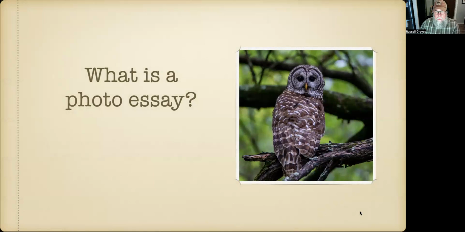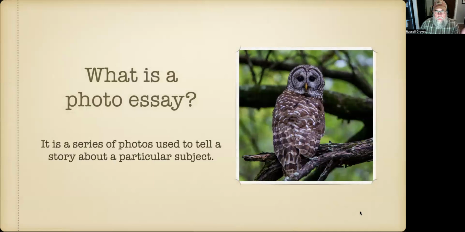So you may ask yourself, what's a photo essay? It's a series of photos used to tell a story about a particular subject. There are all kinds of ways of telling stories. We tell stories as humans in spoken word and, of course, the written word, and even in a photographic or motion picture medium.